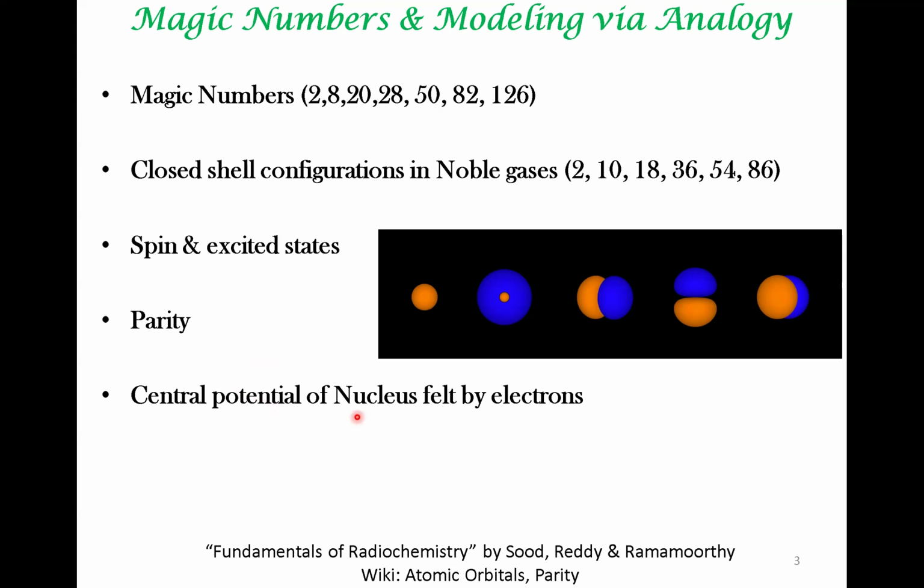And this potential offered by the positively charged nucleus felt by the electrons leads to the quantization of the energy levels of the electron and the nature of the atomic orbitals. So there is a central potential that is obvious in the case of the nucleus and the potential felt by the electron.